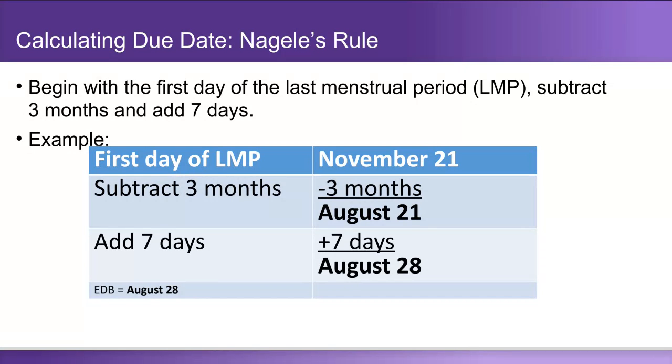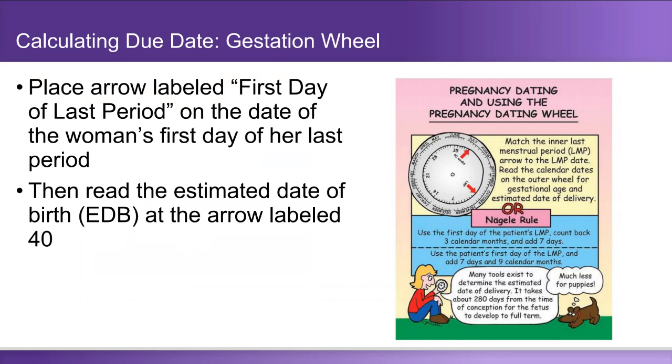You can expect on your test that you might have to calculate a due date based on the woman's last menstrual period. So you also have a practice activity in your module where you can practice determining due dates for women. Another way to determine the due date is the use of a gestational wheel. You don't see these used much anymore because we have computer systems that can quickly calculate due dates. When I started OB nursing, which was 25 years ago, we used these gestational wheels a lot.